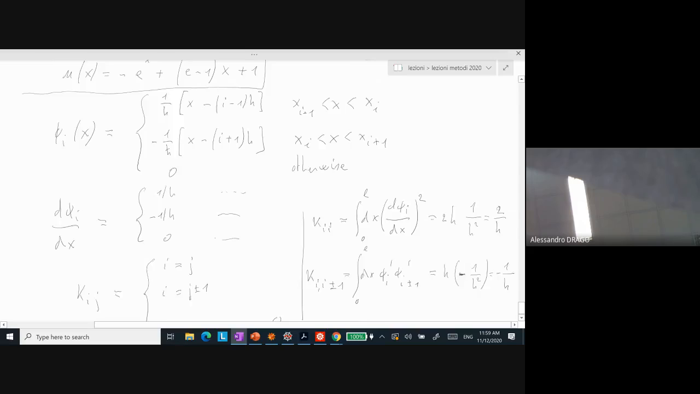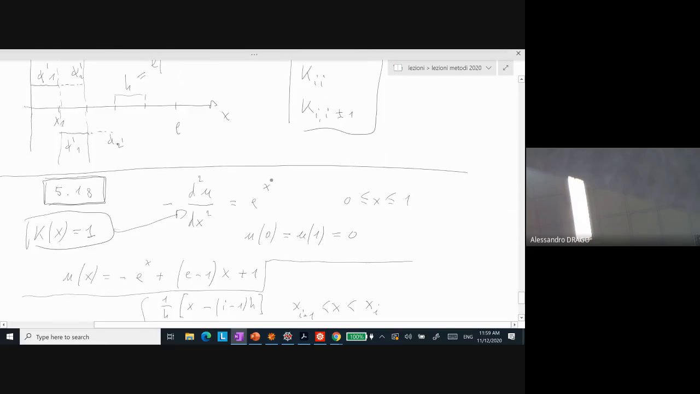Oh, which is the other ingredient? The other ingredient is the expansion of the function f. This is our function f of x, and we have to expand this function f of x on the same base. So we have to compute f phi I, which is defined as the integral between 0 and L, dx of f of x phi I of x.